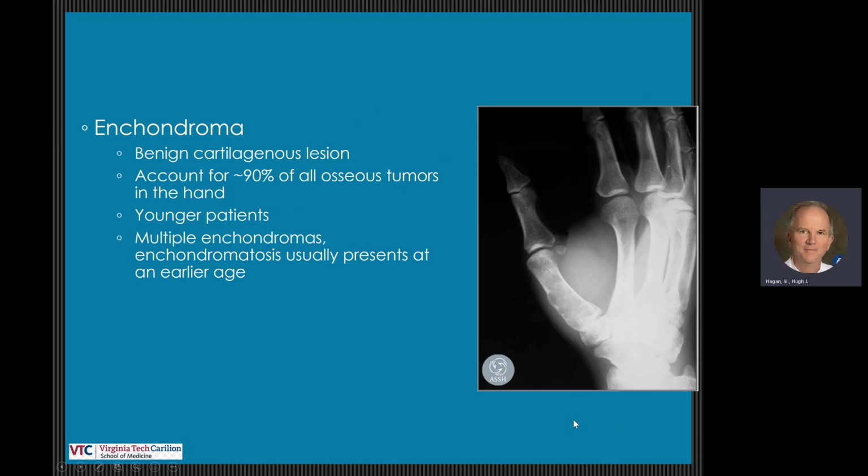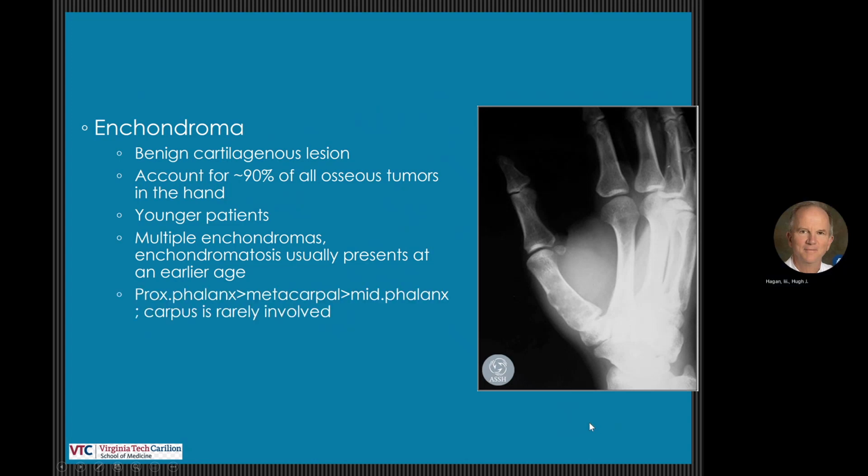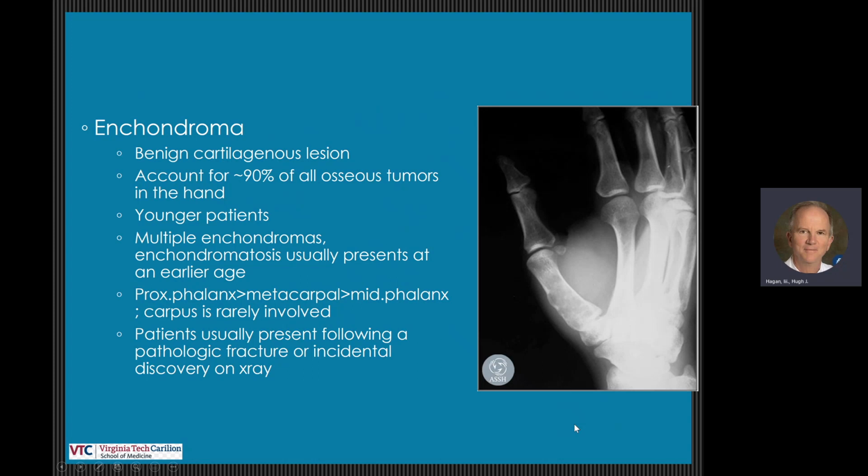There can be multiple enchondromas, or enchondromatosis, that usually presents at an early age. The proximal phalanx is the most common location, followed by the metacarpal and middle phalanx, and the wrist bones themselves are rarely involved. Patients will usually present following a pathologic fracture because these tend to be completely asymptomatic during the course of their growth until a fracture occurs. Sometimes they're discovered incidentally on an X-ray.